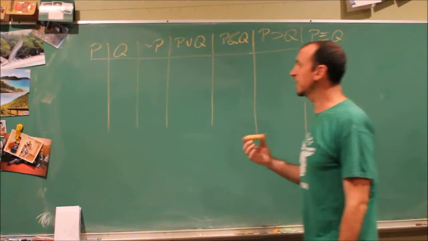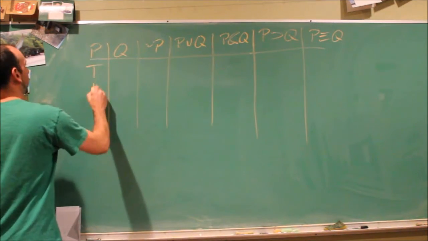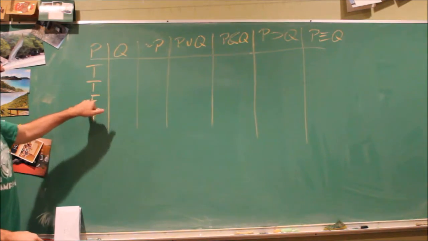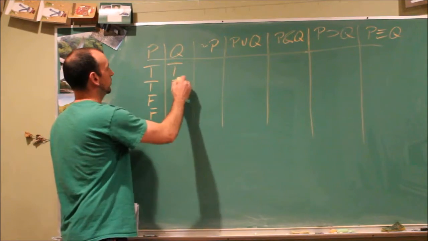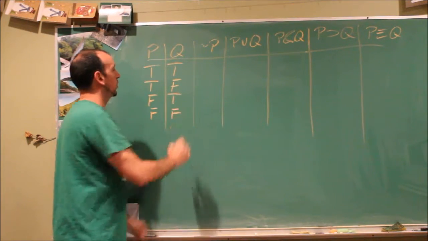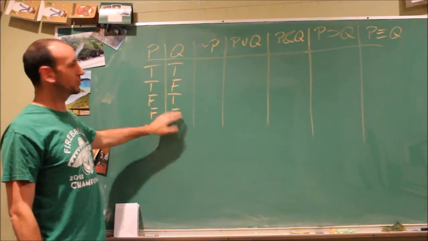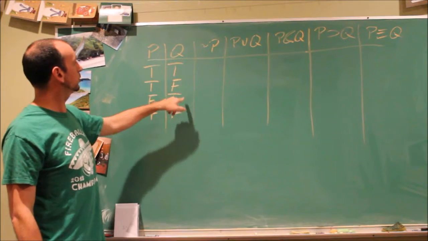You always start by giving two trues and two falses. And then in your second column, you alternate true, false, true, false. So if you have two letters, this is all you need. Every truth table is going to start just like this. True, true, false, false, true, false, true, false.